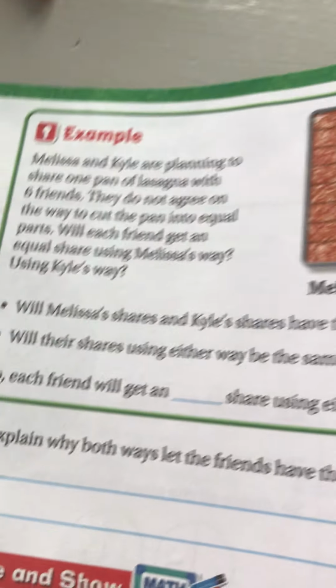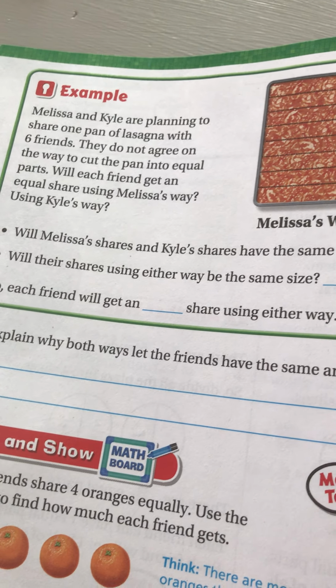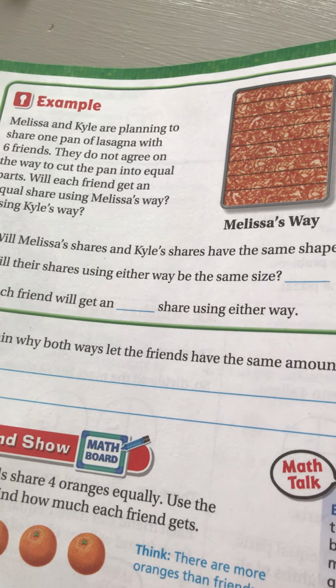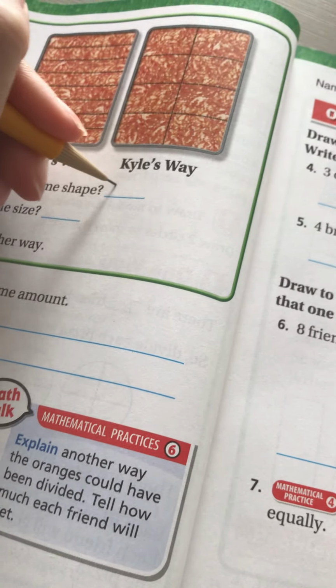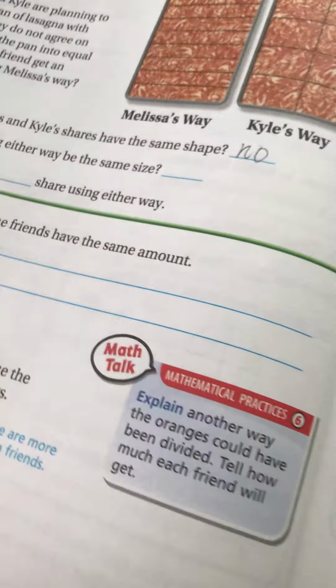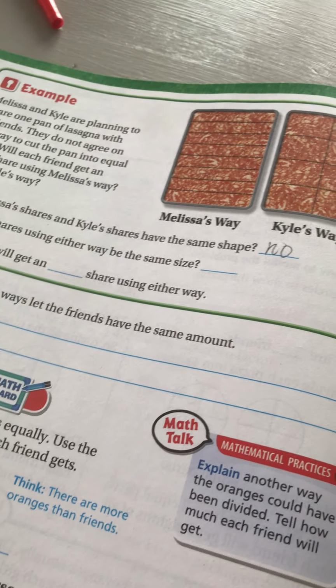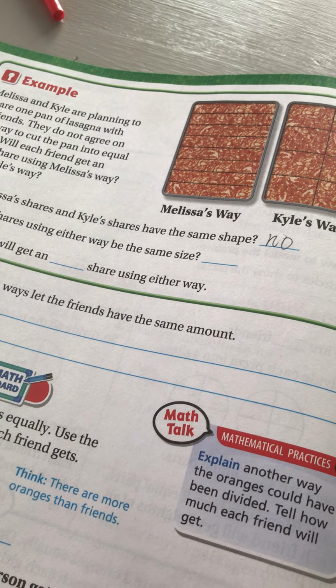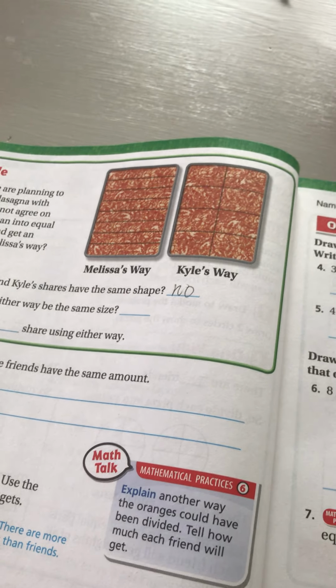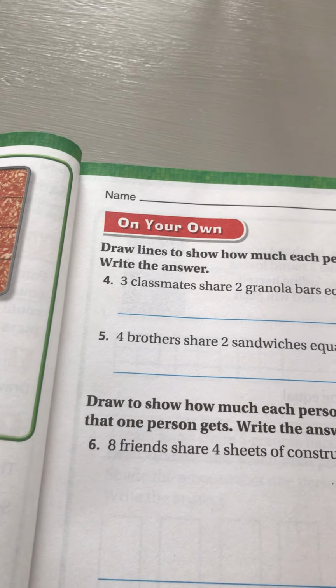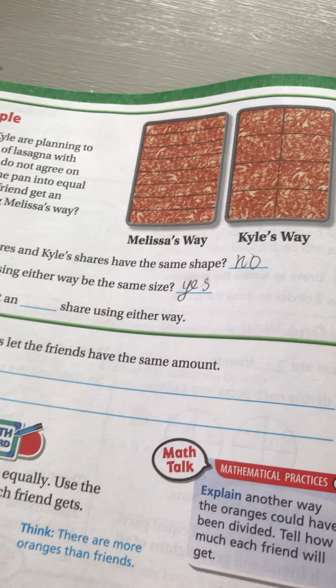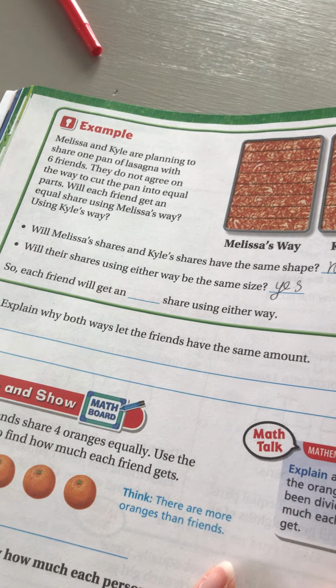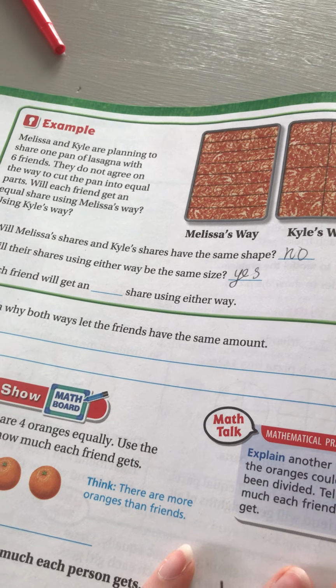So let's answer the first one. Will Melissa's shares and Kyle's shares have the same shape? No, they don't have the same shape. That's not really a big problem though. Will their shares using either way be the same size? What do you think? Yeah. Each person's gonna get the same amount. It's just the slices might look different. So each friend will get an equal share using either way.